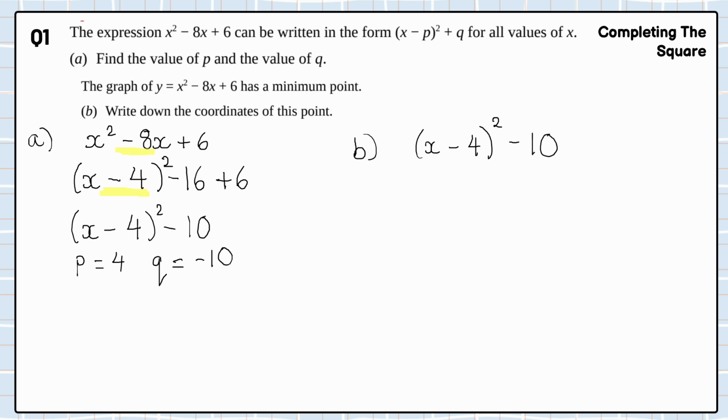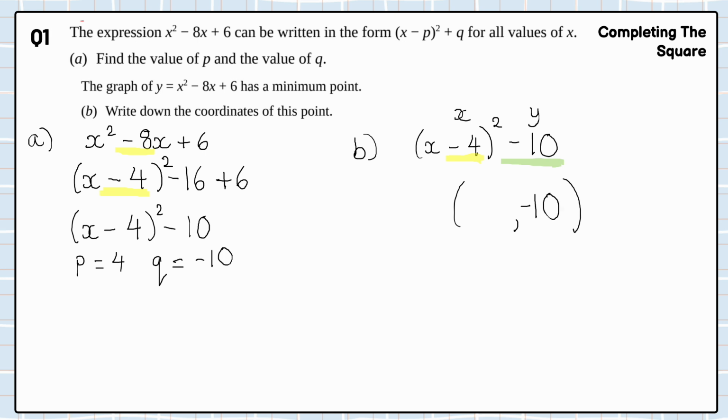We are only going to be looking at this number here and this number here. The number inside our brackets, this negative 4, is going to represent our x coordinate for our turning point. And the number outside the brackets, this negative 10, is going to represent our y coordinate for our turning point. If our number outside the brackets is minus 10, our y coordinate for our turning point is also going to be negative 10.